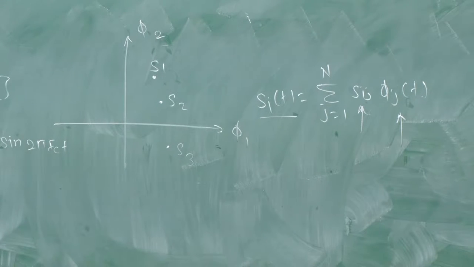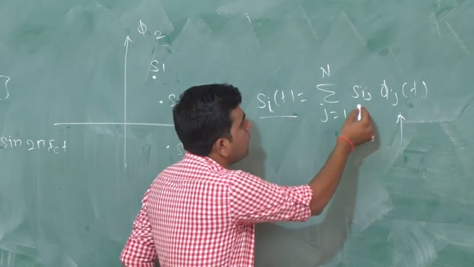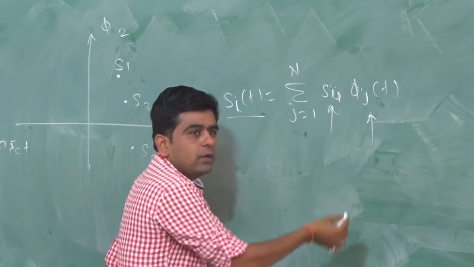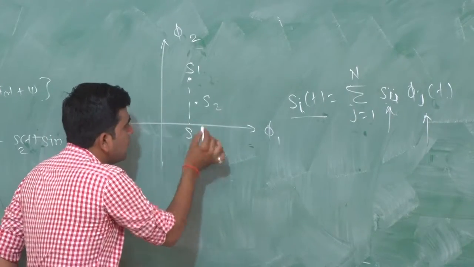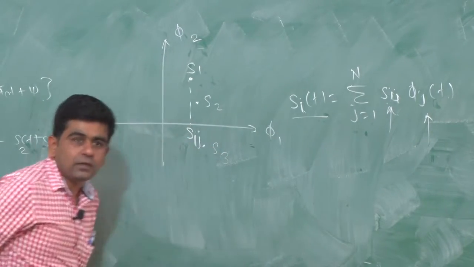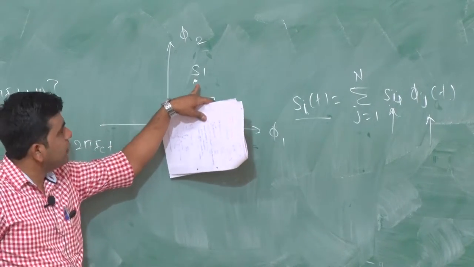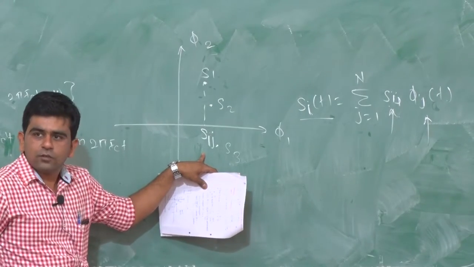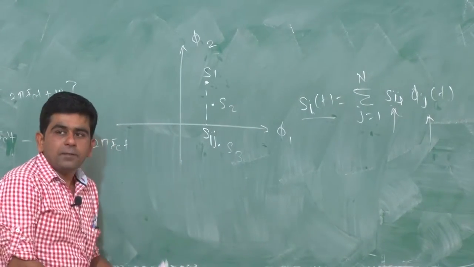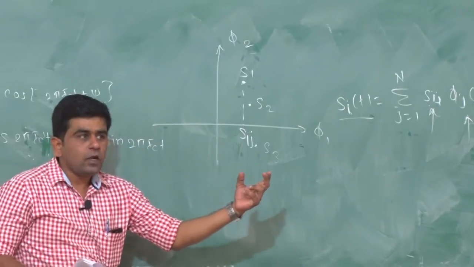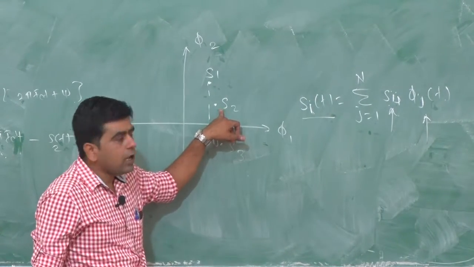So here, when we represent this first signal S1, S1 of t is equal to S1j, phi j, with j is 1. Here, the projection of this first signal S1 on the basis function phi 1 will give the coefficient Sij of this signal. In this way, we can represent every signal. The second signal S2 can be represented by its coefficient and basis function. The coefficient is nothing but the projection of S2 on phi 1, and similarly the projection of S2 on phi 2.